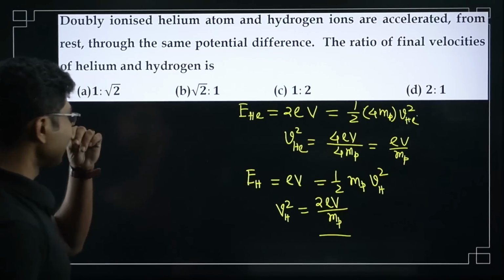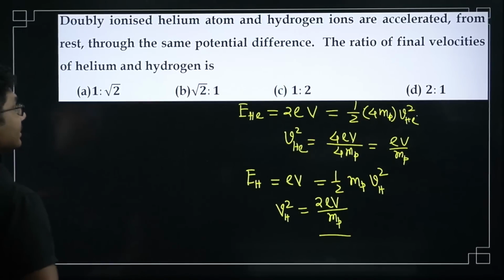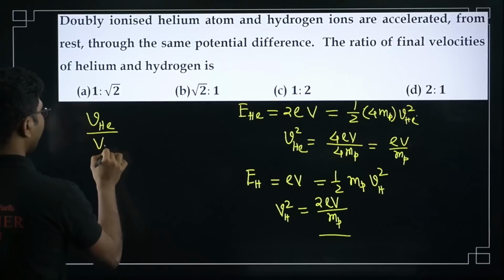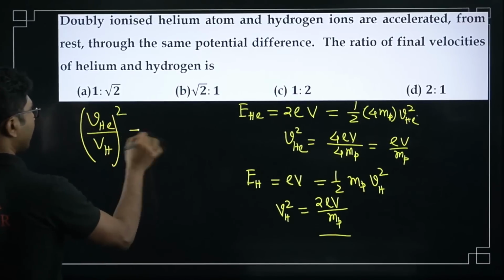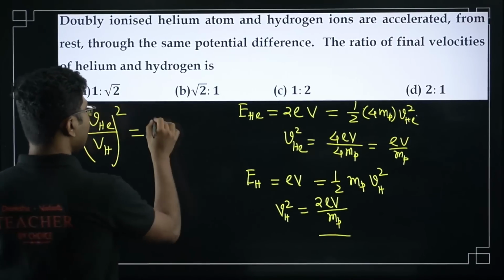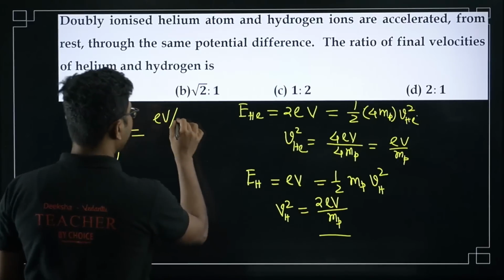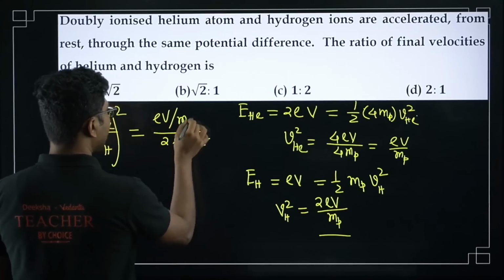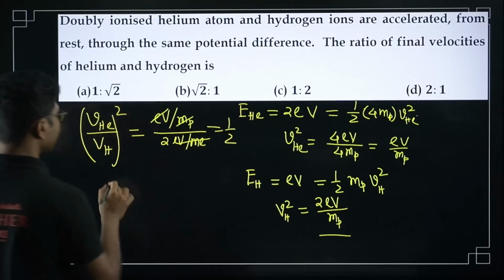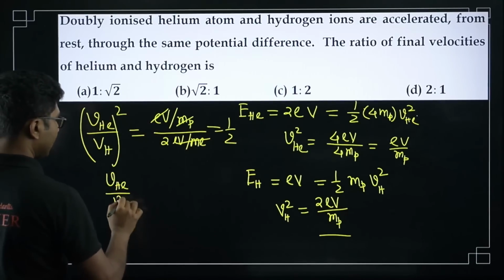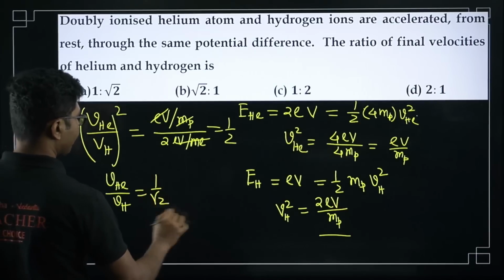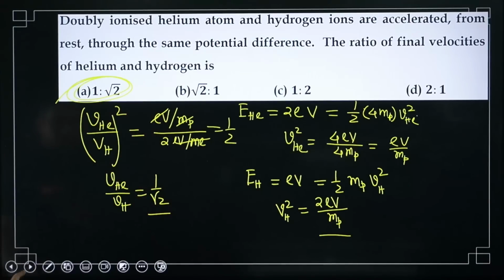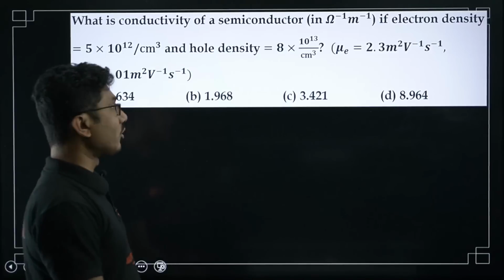Okay, so they ask you what is the ratio of their final velocities. First is helium, second is hydrogen. So V He by V of hydrogen, both square. Okay, so we are just dividing them. So it will be eV by MP divided by 2 eV by MP. So eV by MP cancels, you get half. So V He by VH is 1 by root 2. So it will be 1 is to root 2, not root 2 is to 1. Okay, so whenever you are solving ratio related question, be careful and solve it carefully.